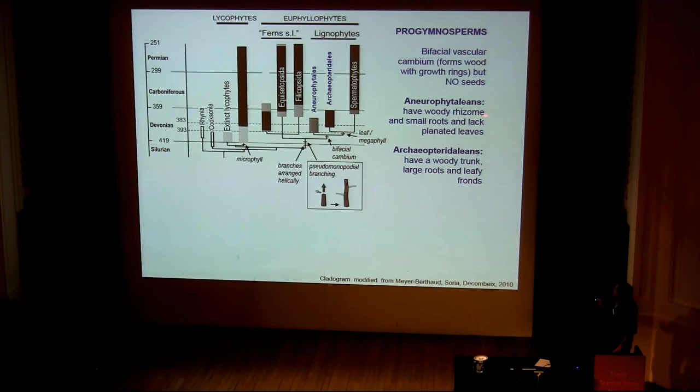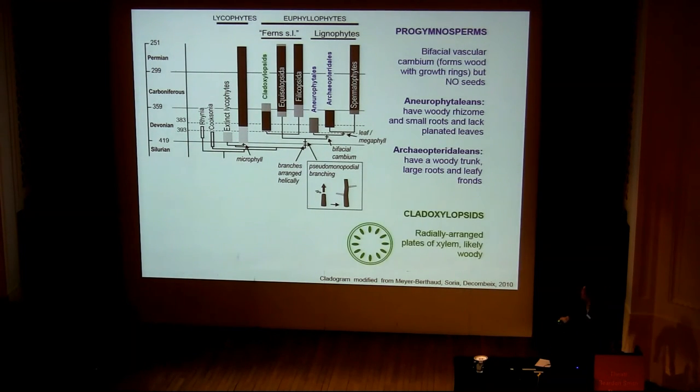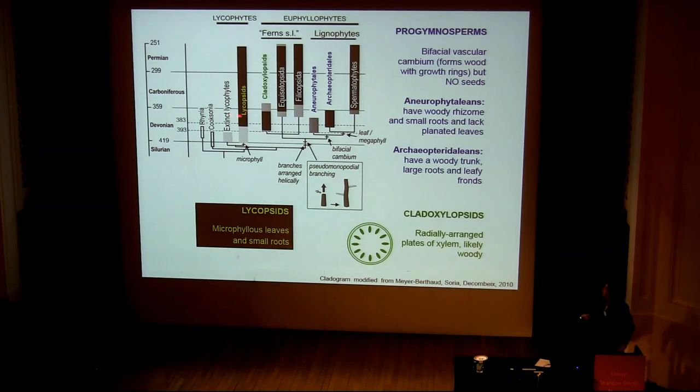The Aneurophytaleans have this woody rhizome and small roots. They don't have pinnate leaves. There's a second group called the Archaeopteridaleans, which have a woody trunk, upright trunk, large roots, and leafy fronds. And we'll come to those in just a minute. Over here we have the cladoxylopsids, which have this very strange anatomy with radiating plates, which are probably woody. And over here, completely unrelated to all of the above, are the lycopods, or the lycopsids, which have tiny little leaves with a single vein, and again, usually small roots.